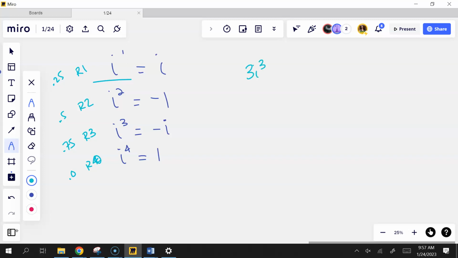Yes. 3i cubed, so I'd take the i cubed and go, oh wait, instead of i cubed, I'm going to write negative i times negative i, and since it's a positive times a negative, it's just negative 3i. Does that make sense to everybody? No?